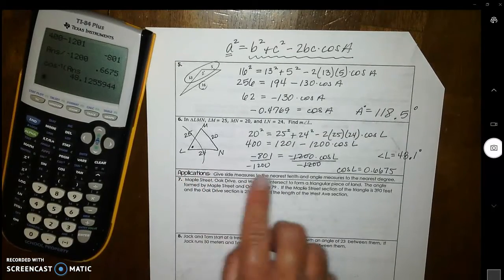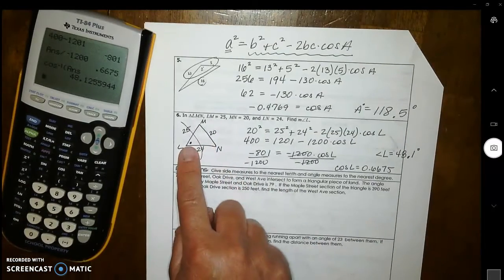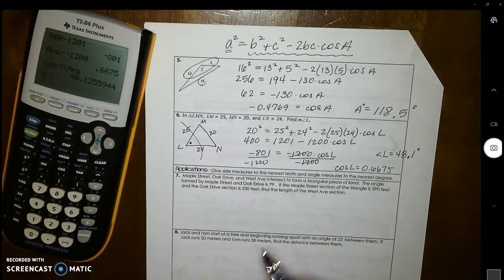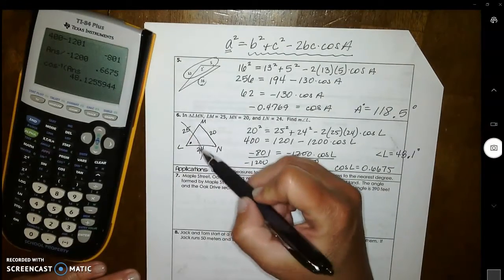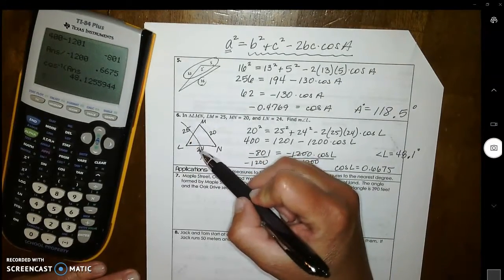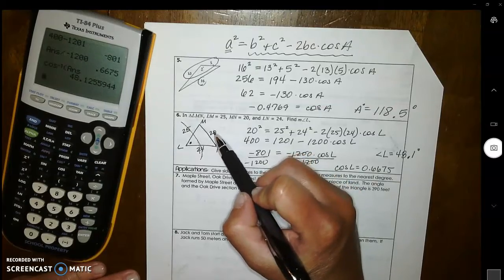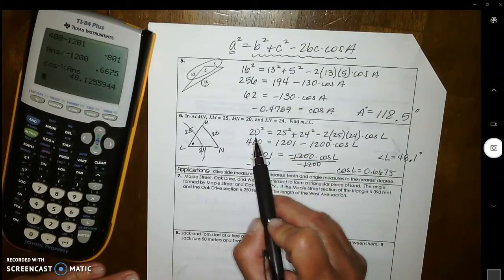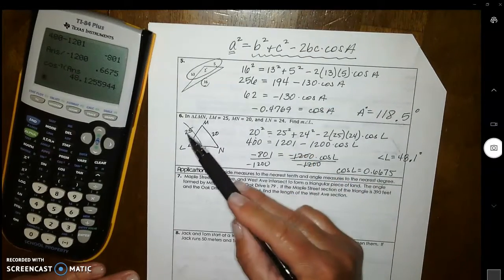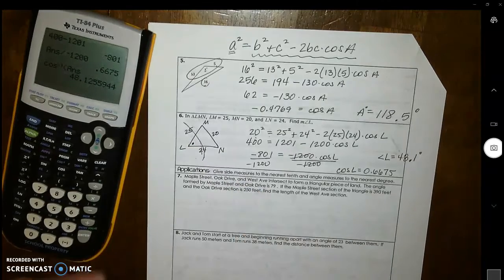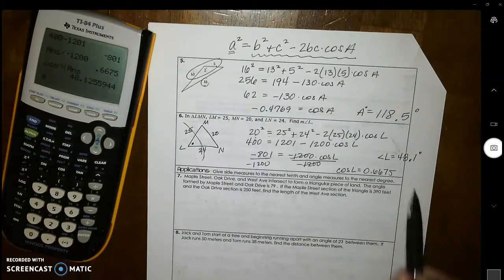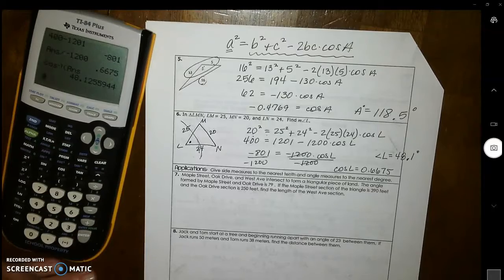If you take a look at number 6, you had to draw the picture to get it to work. Notice how I put this little mark right here. I knew that I had side angle side, so I knew that my 20 goes first. So I put 20 squared equals, and then the 25, 24, and the angle all go together. So when you do a little bit of algebra, do a little bit of math, you should end up getting 48.1 degrees, okay?